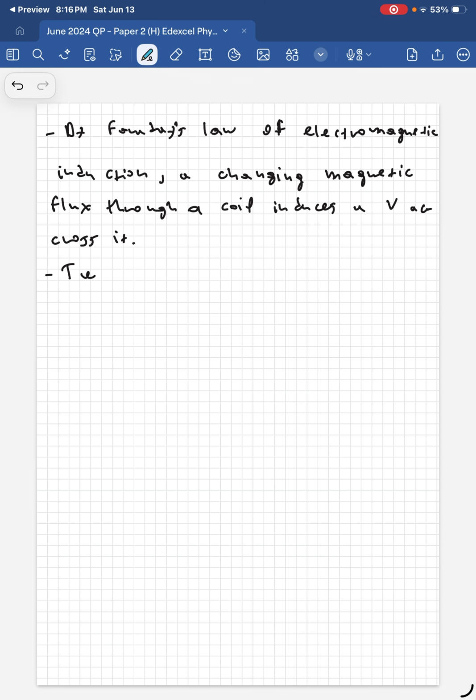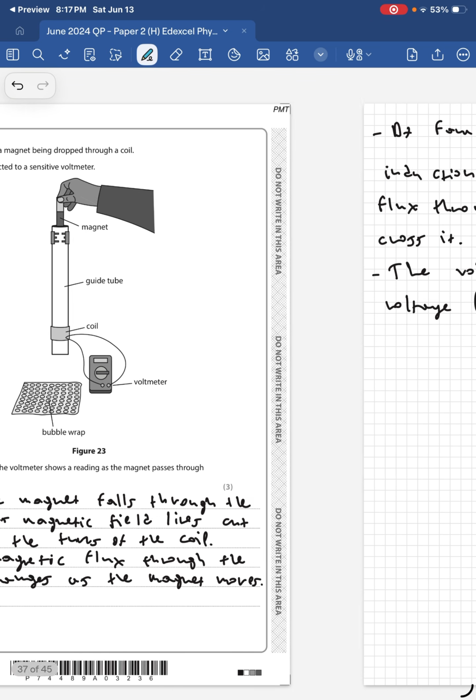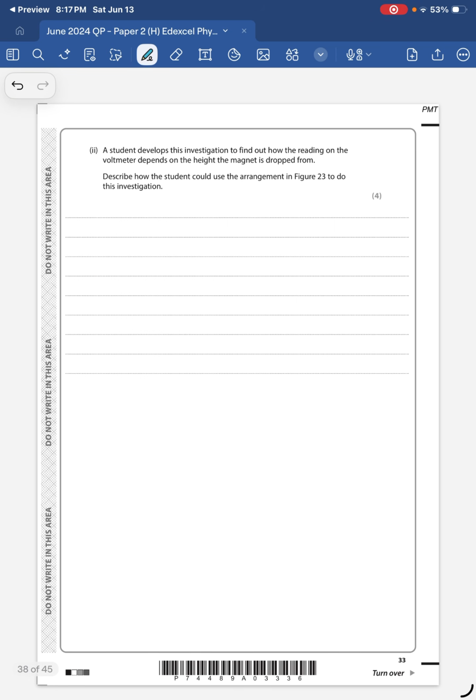Okay, so the voltmeter measures that induced voltage, which is the electromotive force, EMF. So, okay, let's move on to part 2.